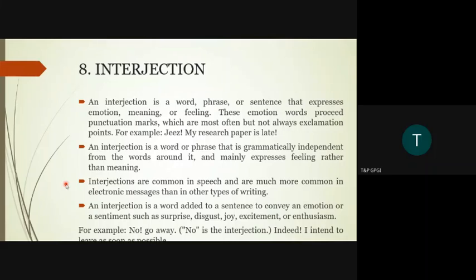All right. So an interjection is a word added to a sentence to convey emotion and sentiment such as surprise, disgust, joy, excitement, or enthusiasm. For example, "No, go away." So "no" is an interjection. "Indeed, I intend to leave as soon as possible." Indeed, I'll leave, like for sure. I will. As soon as possible, I'll leave. Like you guys must be thinking.